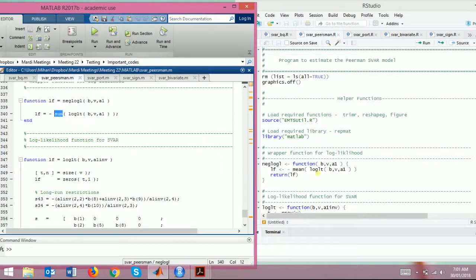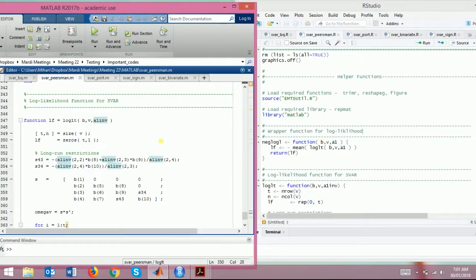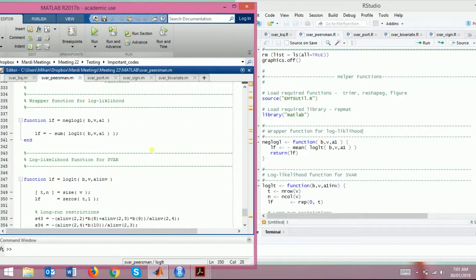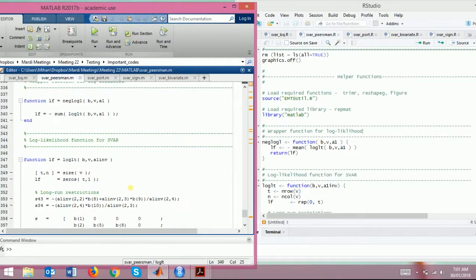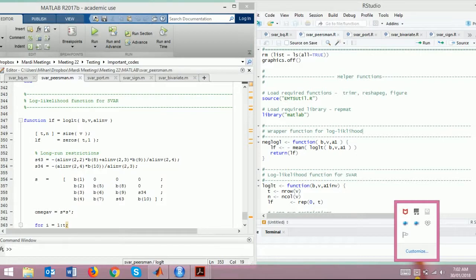See, this is an error here. Minus mean, BV, and autoregressive parameter. Okay, log likelihood function taking the moving average parameter here, A1 inverse. I can obviously inverse it to get the autoregressive parameter, it's not a big deal. T rows 1 column. Long run restrictions, you have S43 where you have minus, so these are just the restrictions, how these restrictions are coming in.